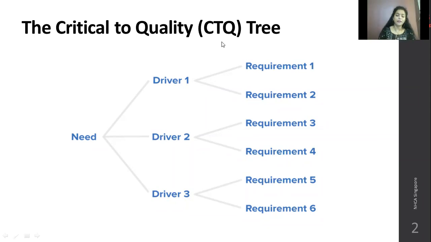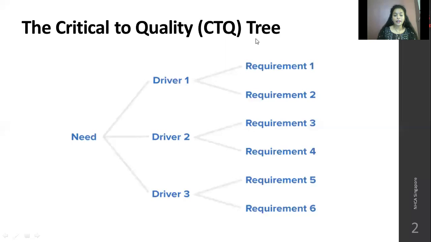The main thing you have to remember, if you're using this critical to quality tree, is that you want to satisfy your customer. You want to meet the needs of your customer. For every need of the customer, there are certain requirements which you have to bring into practice. You have to take action to fulfill that requirement. Once all the requirements related to that particular need are fulfilled, automatically the customer's need will be fulfilled.